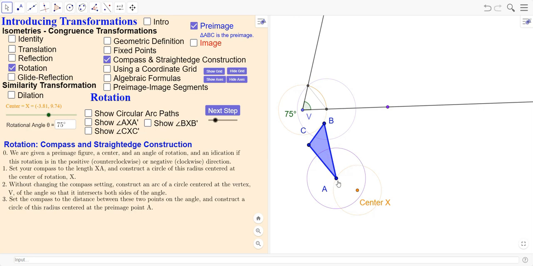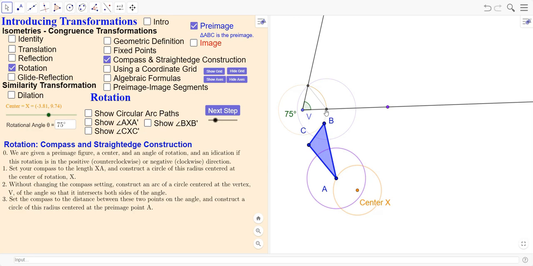Then go down here, take a circle centered at A of that radius. Notice that that's going to intersect our original circle here in two places. One of those is going to be a rotation by this angle if it's in the positive direction, and the other one is going to give us the image point if the rotation is in the negative direction. So you have to just kind of figure that out just by looking at it.